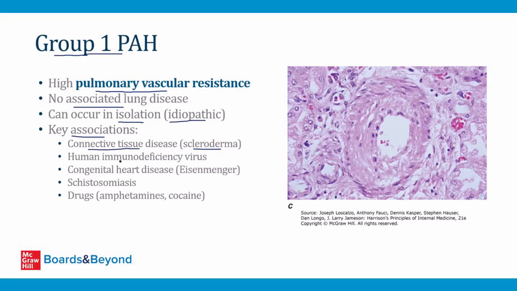You can also see this type of pulmonary hypertension in patients who have HIV. Untreated congenital heart disease can eventually lead to Eisenmenger syndrome, which I talk about in other videos. That leads to the development of group 1 PAH. Schistosomiasis, which is chronic infection of the lungs by a parasite, that can lead to group 1 PAH. And then finally, patients who chronically use certain drugs like amphetamines or cocaine can also develop this group 1 type pulmonary arterial hypertension.